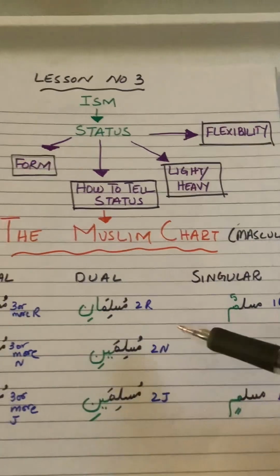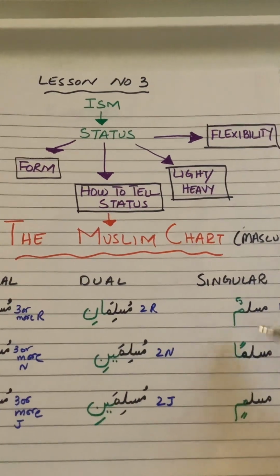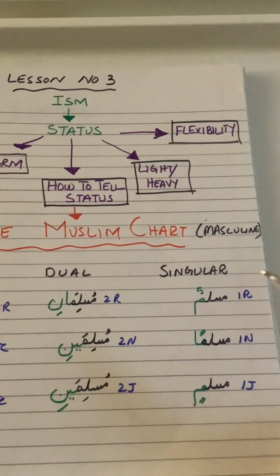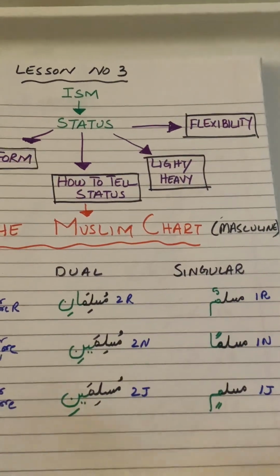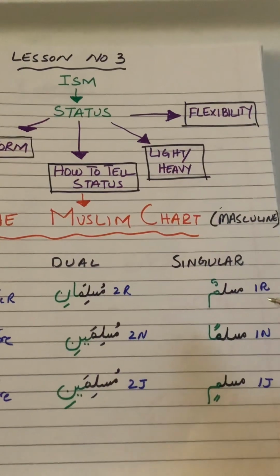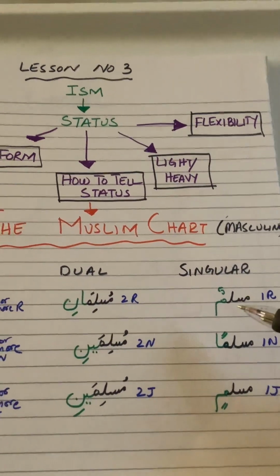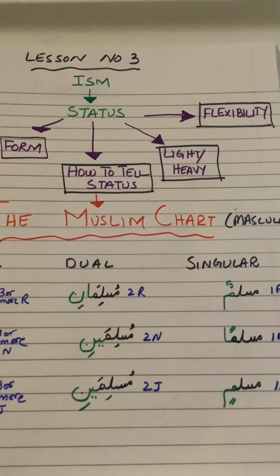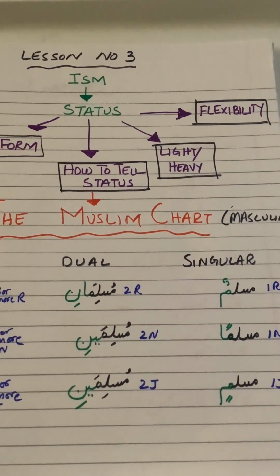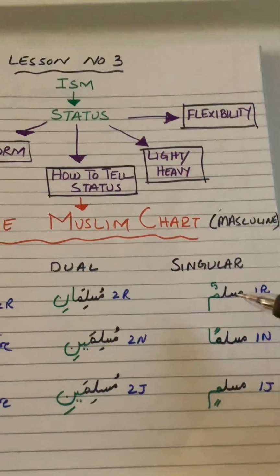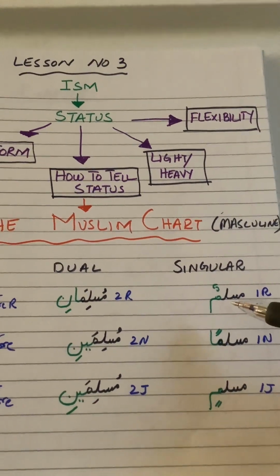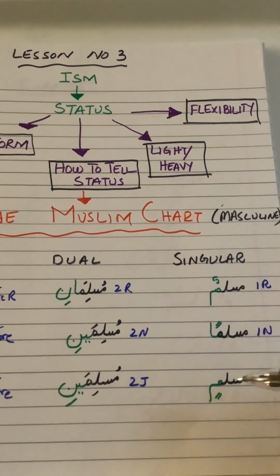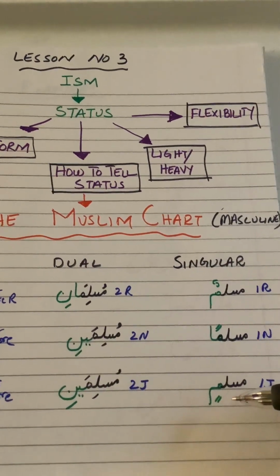So in singular, dual and plural, the first one is rafa, the second is nasb, and the third one is jar. What you have to do is say it with me in order to memorize it, and we're going to read this chart 3 times. Then I'm going to post a picture of this chart on my Instagram, and you can take it from there and memorize it. We learned that un and u sounds are for rafa 1, an and a sounds are nasab 1, in and e sounds are jar 1.